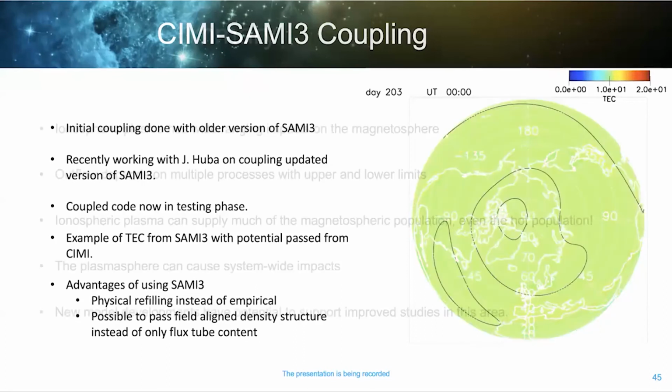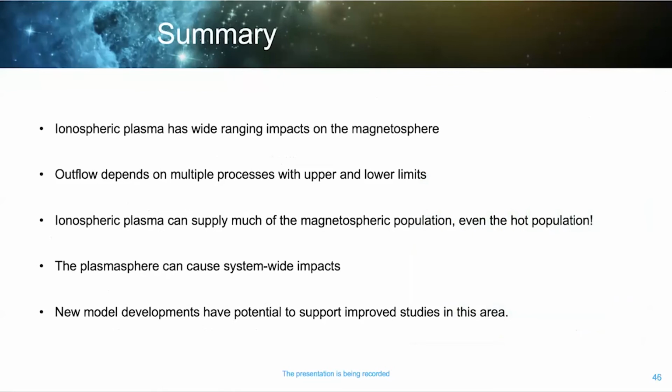And so that's all I had to talk about. Just to summarize, the ionospheric plasma is very important. It has a lot of impacts on the magnetosphere. And when you look at the outflow by itself, there are a lot of processes involved that change the upper and lower limits, and also change the response to the energy input. So it's a very dynamic problem with a lot of pieces going on.